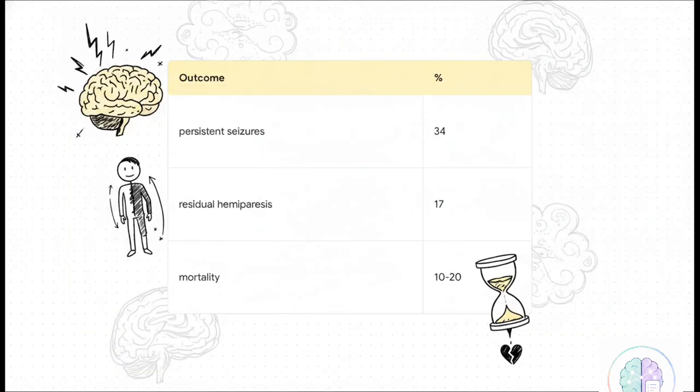But let's be real. Survival doesn't always mean walking away completely unscathed. While things do improve, the data shows that 55% of patients still have some form of neurologic deficit at the time they're discharged from the hospital. Breaking it down, 34% are going to face persistent seizures, 17% will deal with residual hemiparesis, and as we noted, the modern mortality rate still hovers between 10 and 20%.